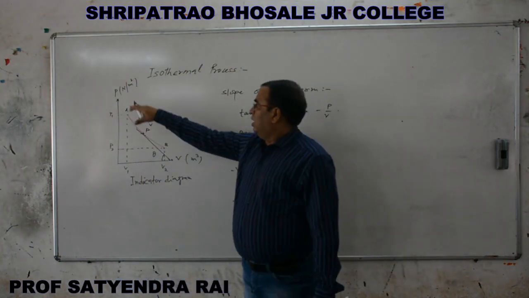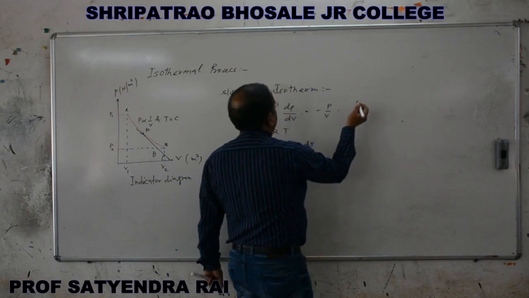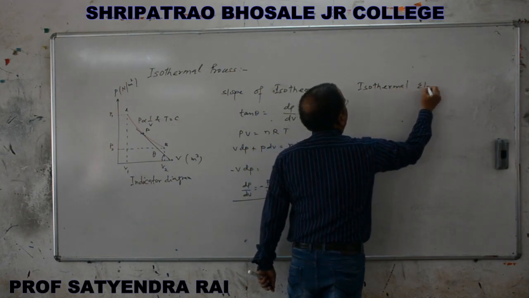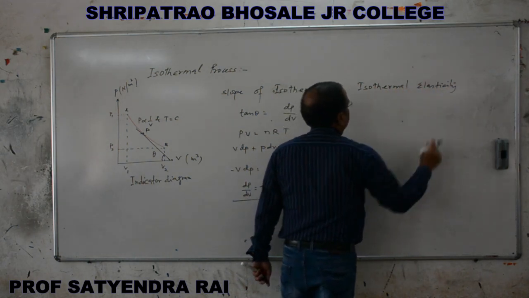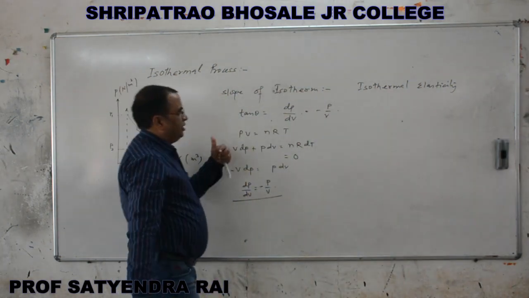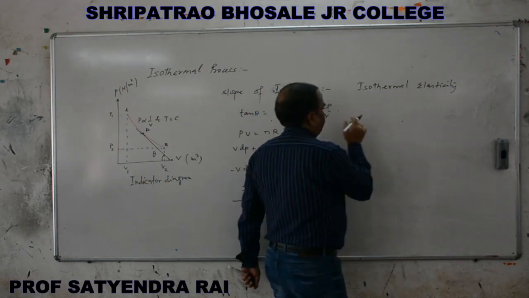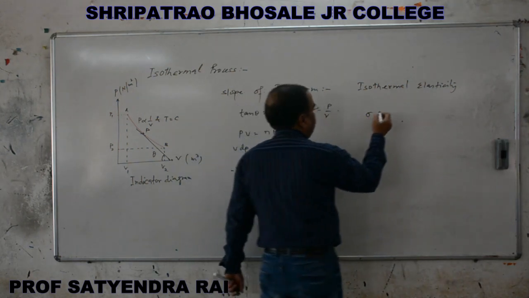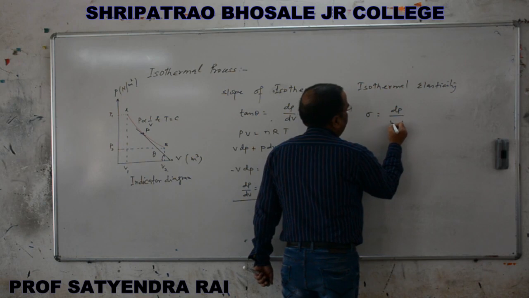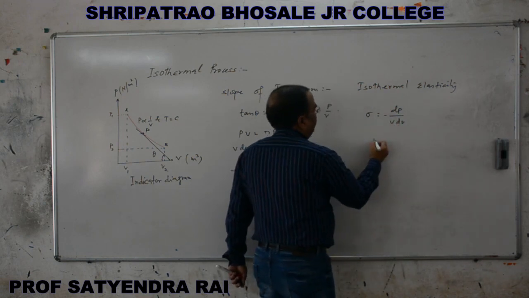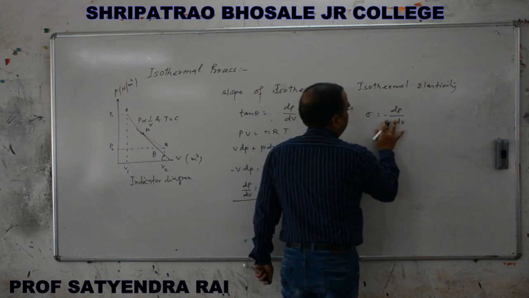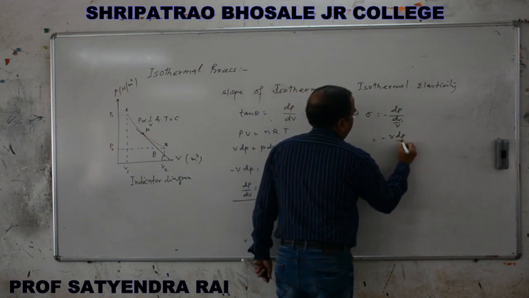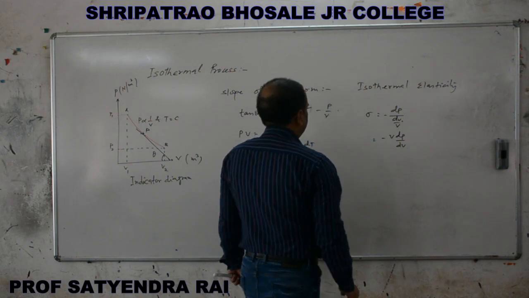Indicator diagram we have here, and I have drawn a slope. Next term that we have to learn here is isothermal elasticity, that means the elasticity of the system in this process. The coefficient of elasticity is called sigma. Sigma is minus dP upon dV by V, so sigma will be minus of V dP upon dV.